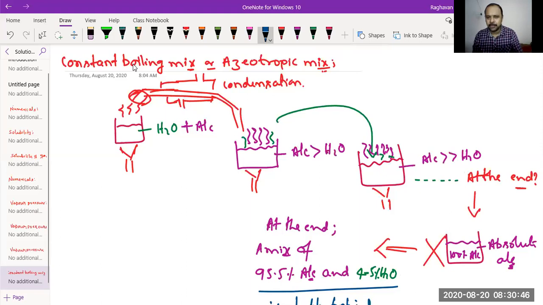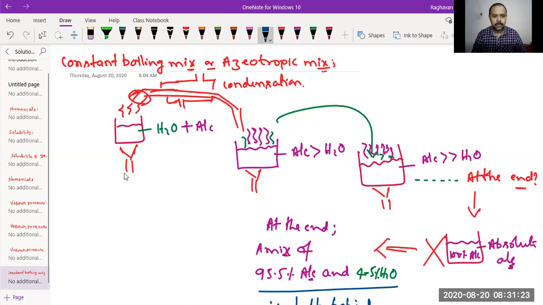They add calcium metal and distill it. Calcium removes trace of water. Or there are methods where they take this rectified spirit, a binary mixture of 95.5% alcohol and 4.5% water, and add a little benzene into it. So benzene, alcohol and water become a ternary mixture. The ternary mixture will have a different set of properties, and there you can again remove water by distillation. So this is about constant boiling mixtures or azeotropic mixtures.